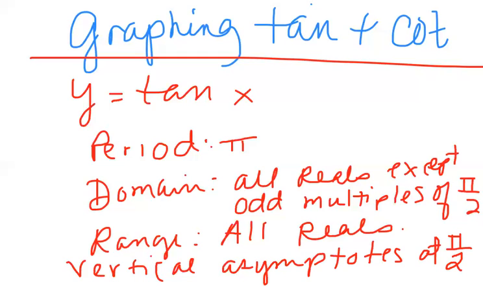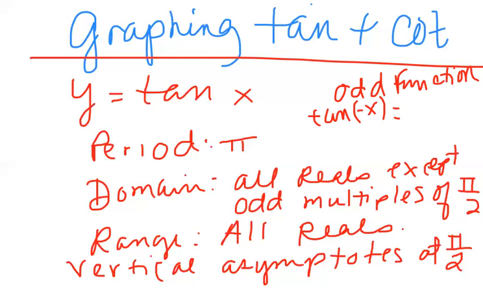And then last but not least, the tangent function is an odd function. This just means that if you were to take tangent of negative x, this would equal the opposite of tangent of x. It means it's symmetrical with respect to the origin. It's symmetrical with respect to the origin when it's an odd function.